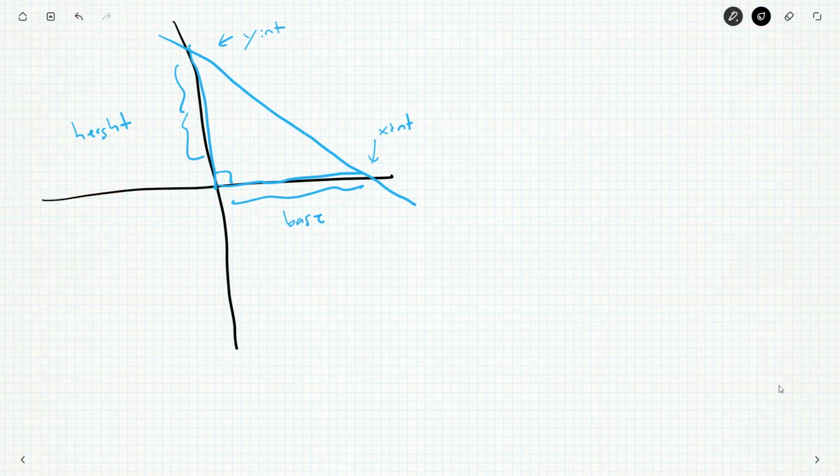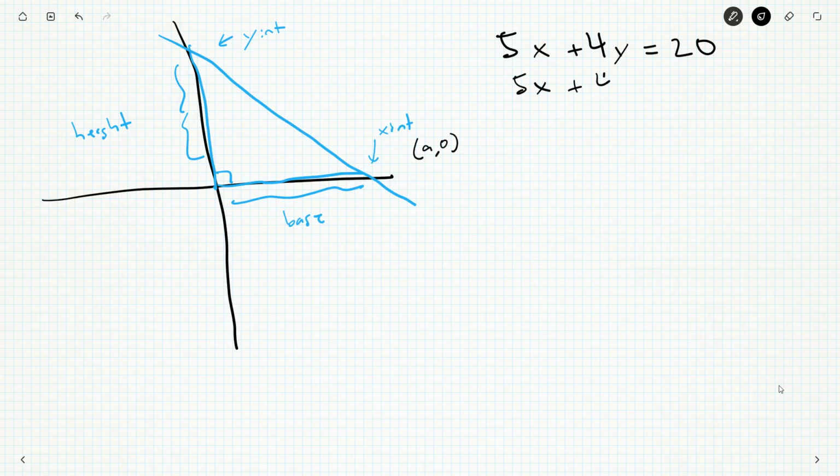Okay, so we need the y-intercept and the x-intercept, but we're given the equation 5x plus 4y equals 20. Now, this isn't the most common high school form of a line, but plenty of high schools deal with this one. How do we get the x-intercept? Well, the x-intercept always looks like something comma 0. It's always got 0 for the y's. So just plug in 0 for the y value, and you'll get 5x is equal to 20. X is going to be 4, so the x-intercept here is 4, 0. That means this base is going to be 4.